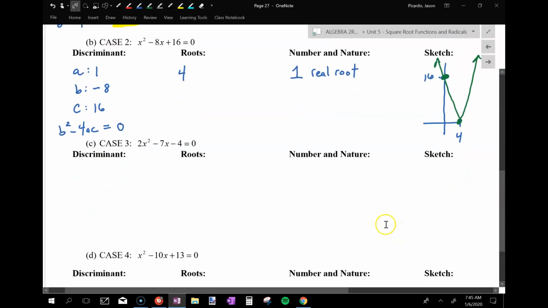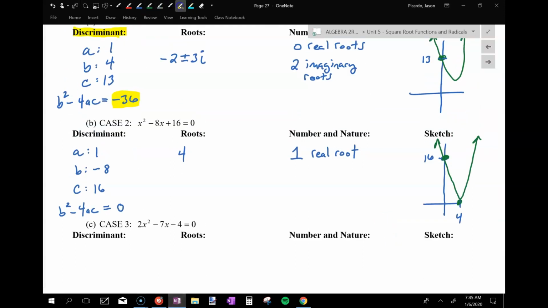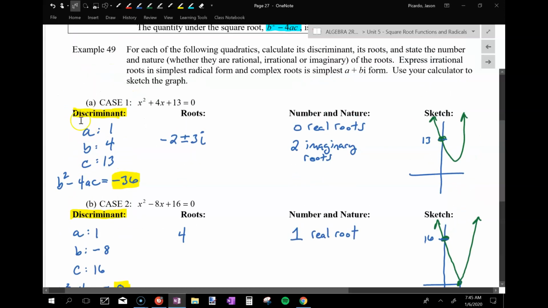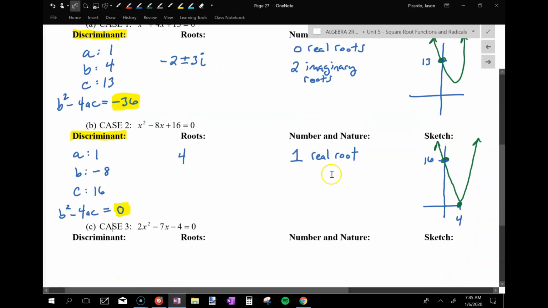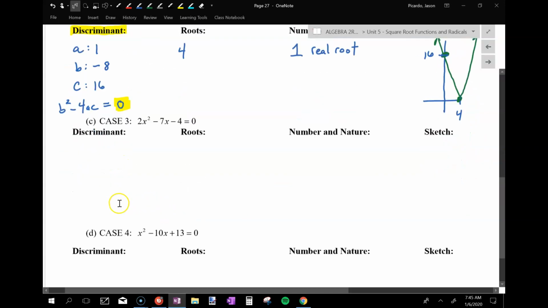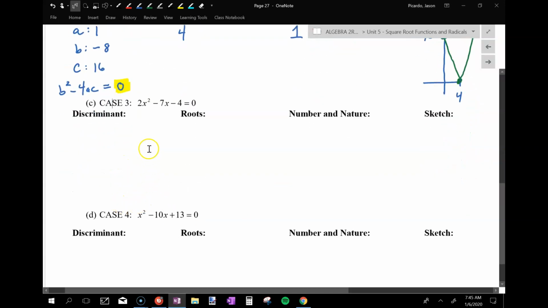So far, my cases, ready? My discriminant here was 0, correct? So if you're building things in your mind right now, this is what you should be building. If the discriminant is -36, I have no real roots, I have 2 imaginary roots, and it looks like this. Okay? If my discriminant is 0, I have 1 real root, and it looks like this. It bounces, it hits it 1 time only, 1 real root. Okay? So what are our other possibilities here?